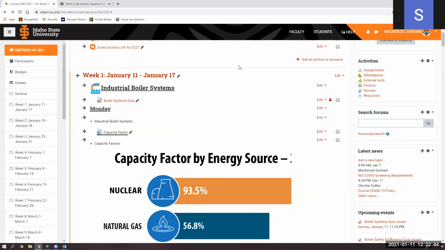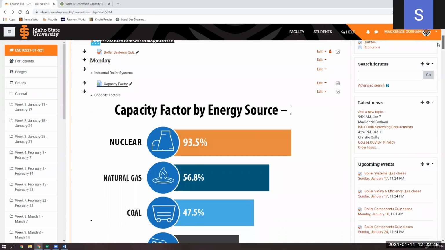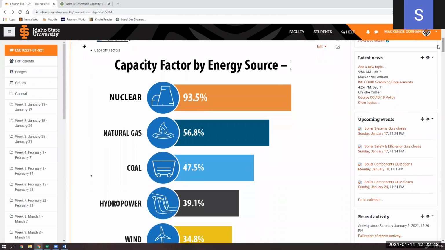So for nuclear, this is the data from 2017. 93.5% of the time, the nuclear generation in the United States was producing full power. And this is over all the plants. It's not any single plant, though most plants hit about 85 to 90. Some hit more. Natural gas was second, 57%. Coal is just under. And then hydropower is about 40.